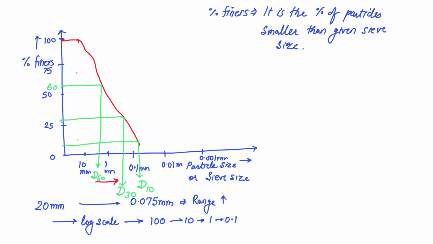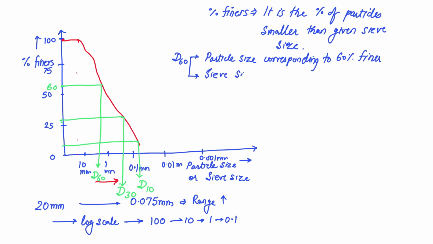So if I ask you what is D60, it is the particle size corresponding to 60% finer. Or I can also say that D60 is the size of sieve from which 60% of particles are passing. That means it is also a sieve size.